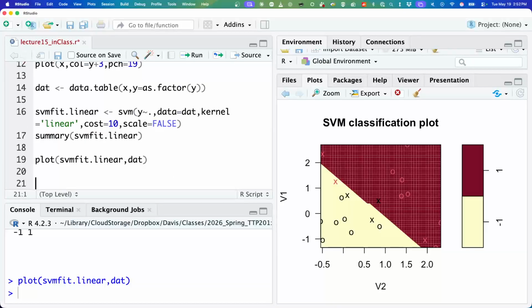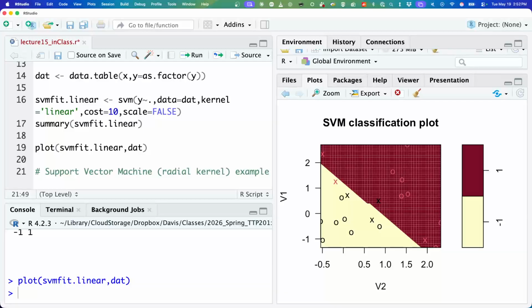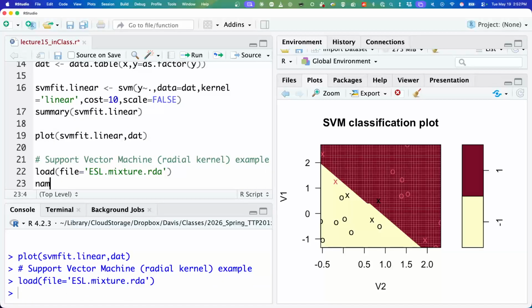So that was our support vector classifier. We're going to now look at our support vector machine using a radial kernel example. So now we're going to load in the file that I was mentioning earlier. It's called eslmixture.rda. We'll load that in.